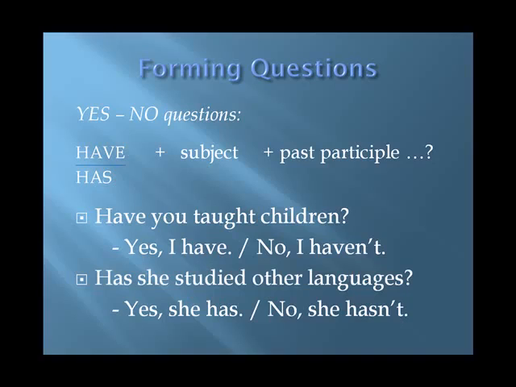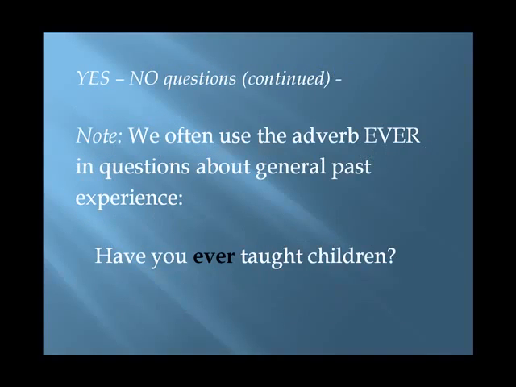Watch the answers. We can use short answers to these yes-no questions. They are: yes, I have, or no, I haven't. Yes, she has, or no, she hasn't. So it's not necessary to give a full answer with the past participle. Note: we often use the adverb ever in questions about general past experience. For example, have you ever taught children? If you choose to use ever, place it between the subject and your main verb.